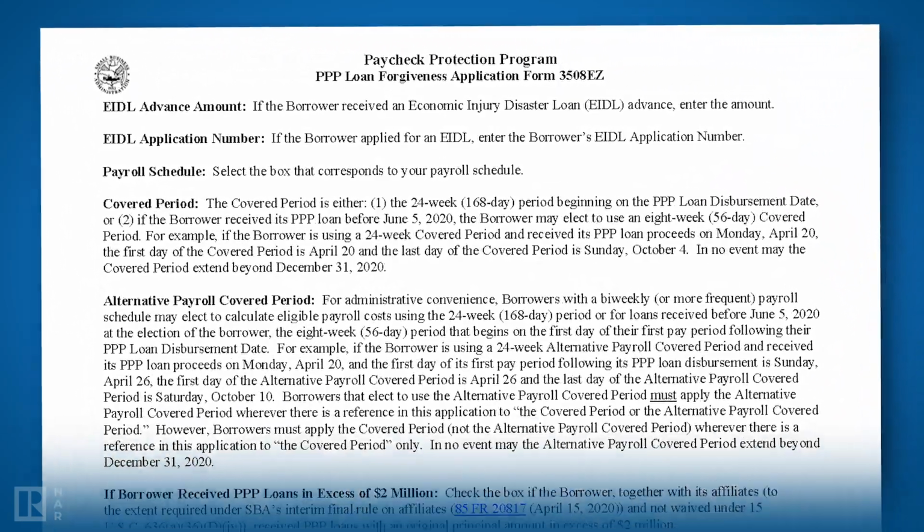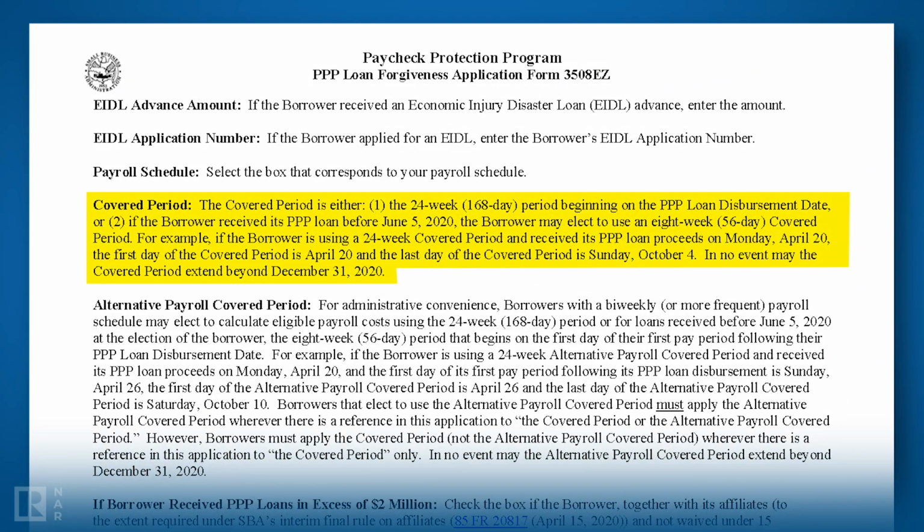The term covered period refers to the period of time borrowers have to use their PPP loans. That is either the 24-week period beginning on the date that the borrower's PPP loan is disbursed, or if the borrower received a PPP loan before June 5, 2020, then the borrower may choose to use the 8-week period beginning on the date its PPP loan was disbursed, as opposed to 24 weeks.